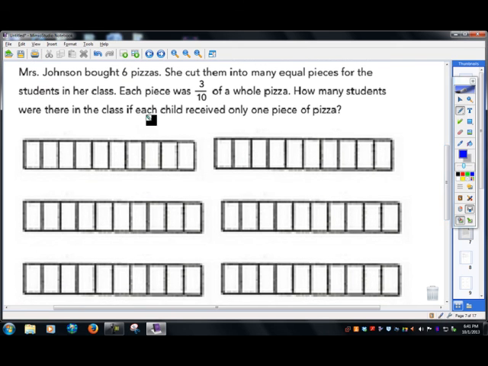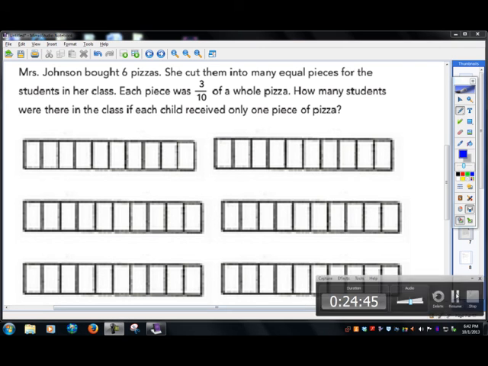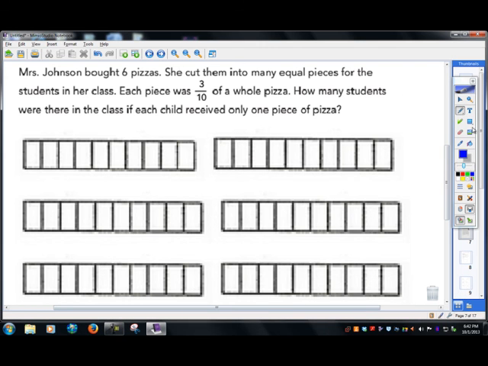Mrs. Johnson bought 6 pizzas. Okay? She cut them into many equal pieces for the students in her class. Each piece was 3/10 of a whole pizza. How many were there in the class if a child received only 1 piece of pizza? So this problem is saying you have 6 pizzas, and you're dividing it by 3/10.